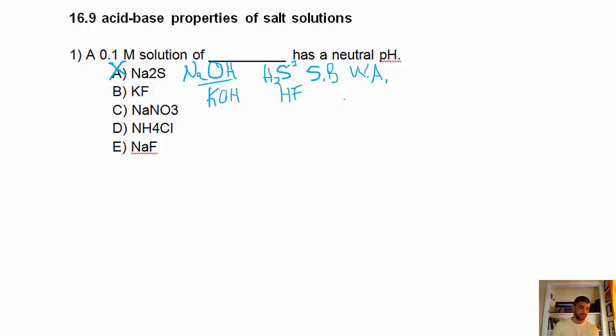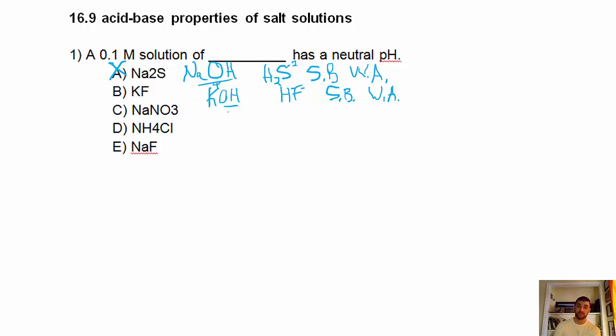KF, well, it would be like getting KOH and HF. So this is another example of a strong base and a weak acid. So if we put KF in solution, again, the K plus isn't going to hang out with the OH minus. It's going to completely dissociate. But the hydrogens in the fluoride ion, they're going to hang out together, and that's going to change the pH.